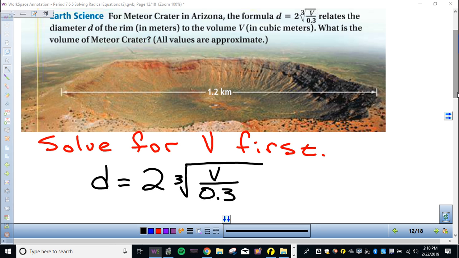For meteor crater in Arizona, the formula D equals 2 times the cube root of V over 0.3 relates the diameter D of the ring in meters to the volume V in cubic meters. What is the volume of meteor crater? 1.2 kilometers is not in meters. How do I change that to meters? Times 1,000. So 1.2 times 1,000 equals 1,200.